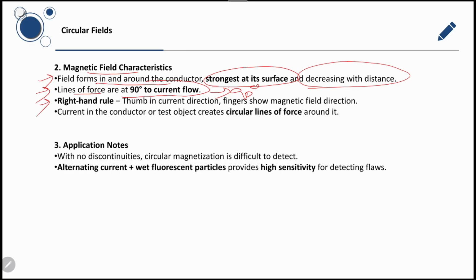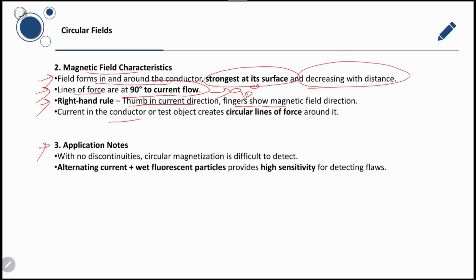The next one is the right hand rule. Imagine holding the conductor in your right hand. Thumb points in the direction of current flow. Thumb is current direction. Next, the fingers show magnetic field direction. The fingers curl around, showing the direction of magnetic field lines. A current in the conductor or test object produces circular magnetic field lines that wrap around it.